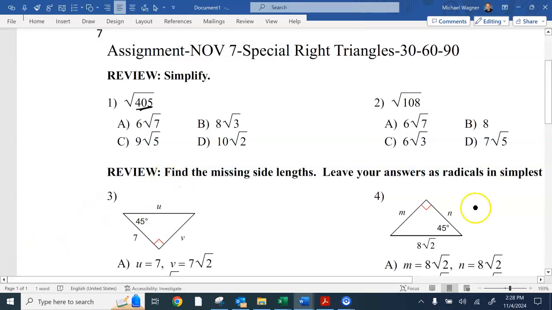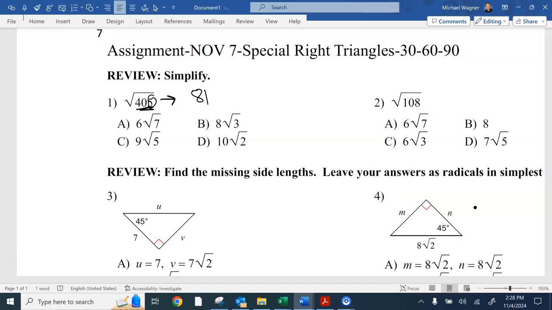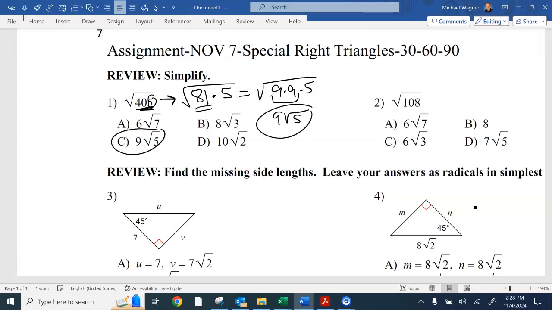Okay, so the first thing I noticed about 405 is that it ends in a 5, so I know it doesn't end in an even number, but it's divisible by 5. So that's going to be what? That's going to be 81, I believe. So 81 times 5 is the same as 405, and you can check it on your calculator. And 81, if you remember your squares, is the same as 9 times 9, so that's equal to 9 times 9 times 5. We got two things we can pull out, so that's going to be the same as 9 root 5, okay? So the answer on that one is C.